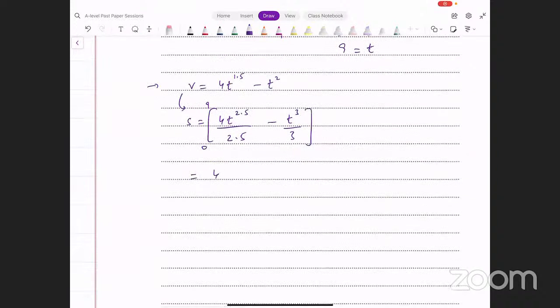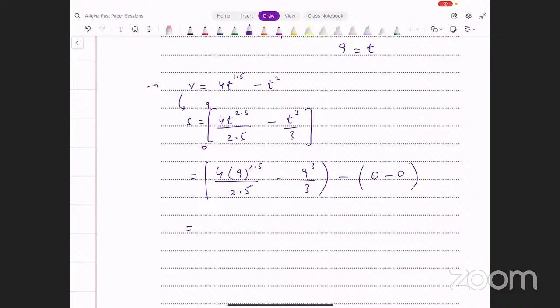बस directly इसके अंदर input कर दें, calculator से evaluate कर लें। 4 into 9 raised to power 2.5 divided by 2.5 minus 9 cube over 3. Subtract from that the case when you input 0. जब 0 input करेंगे तब तो दोनों terms वैसे 0 हो जाएंगी. And now you can just evaluate this. ठीक है, let's see what that turns out to be.